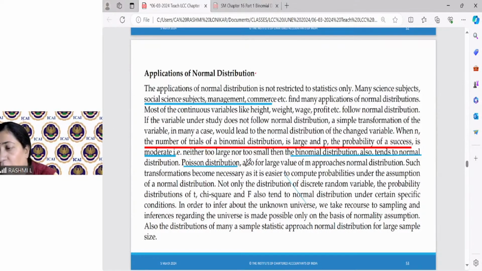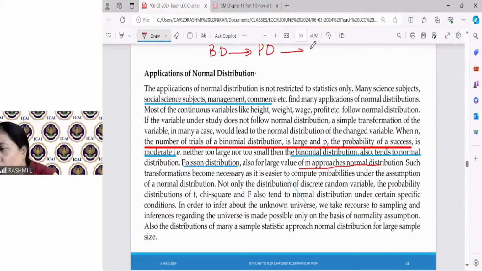So the Poisson distribution for larger values of m approaches the normal distribution. You can see that the binomial distribution goes to the Poisson distribution when n is very large, and Poisson goes to the normal distribution when m is very large.